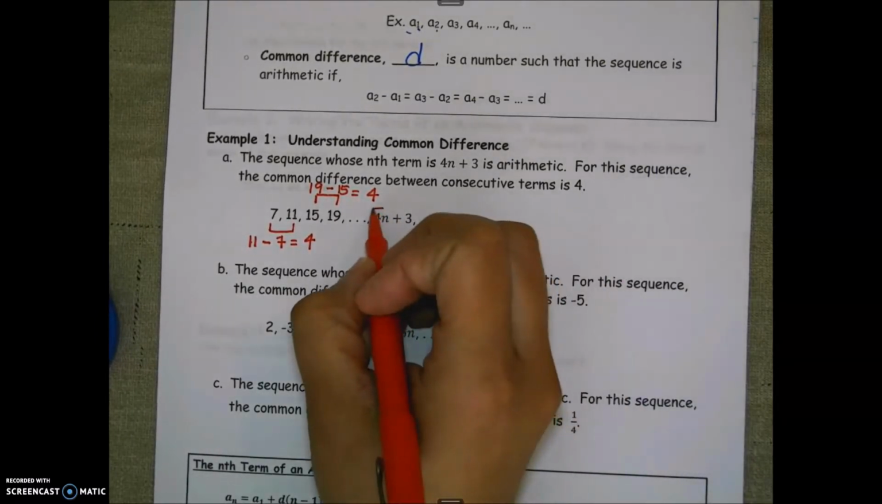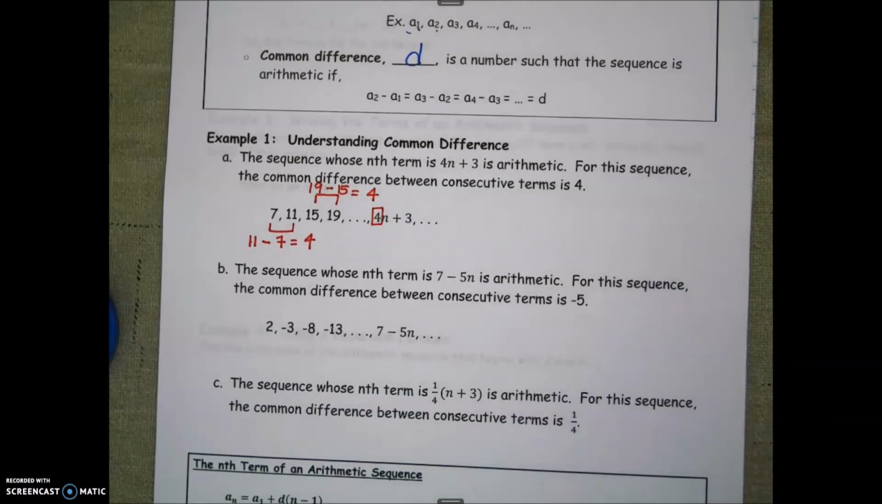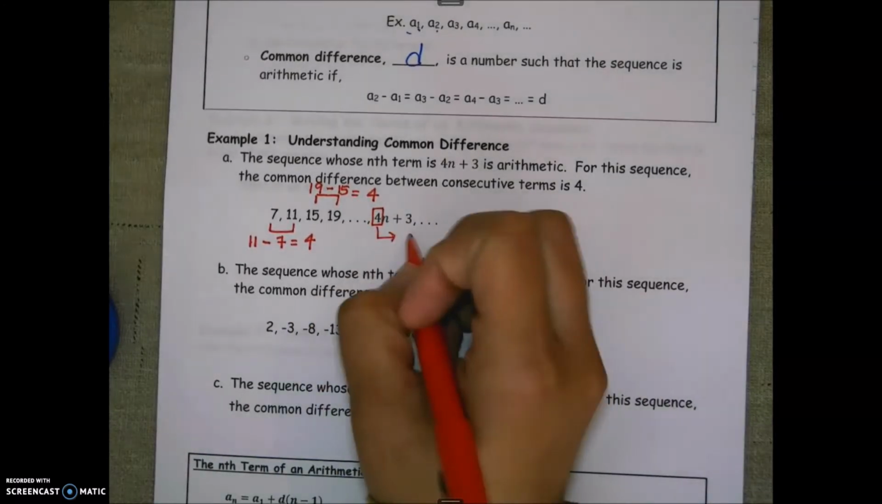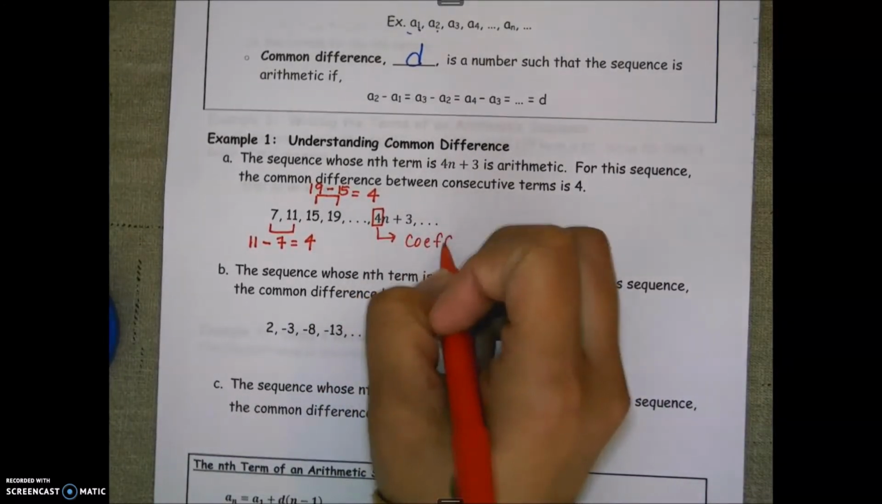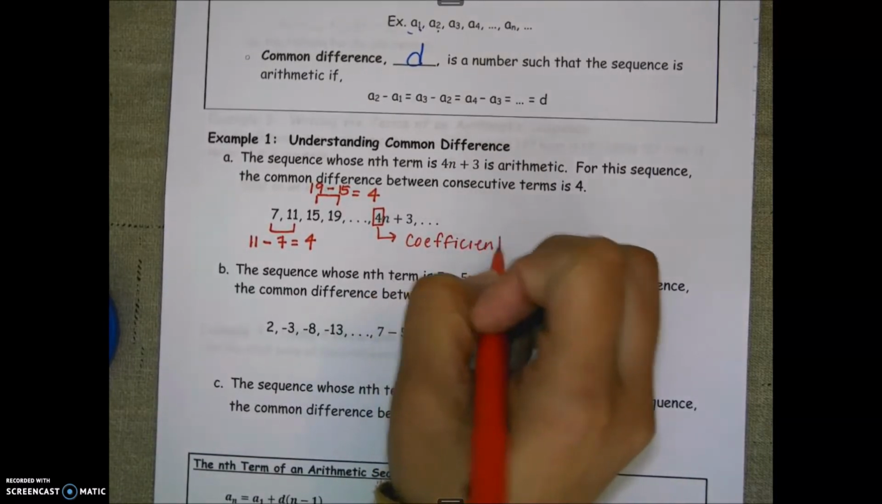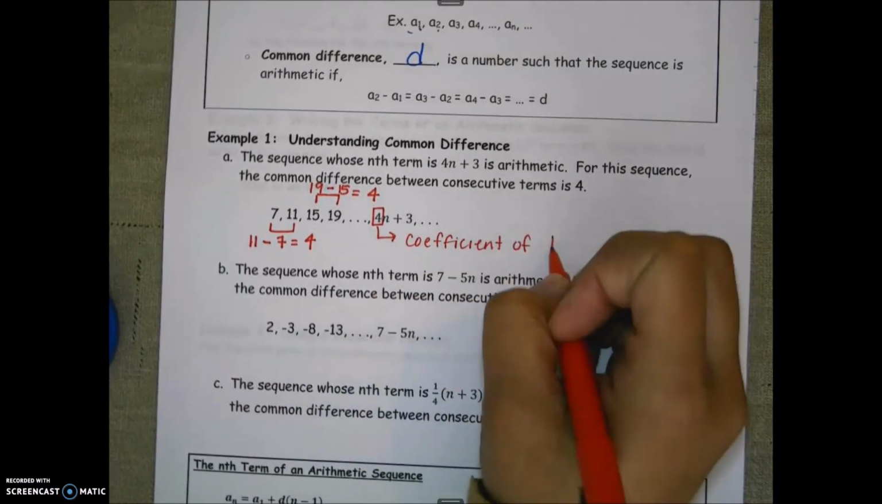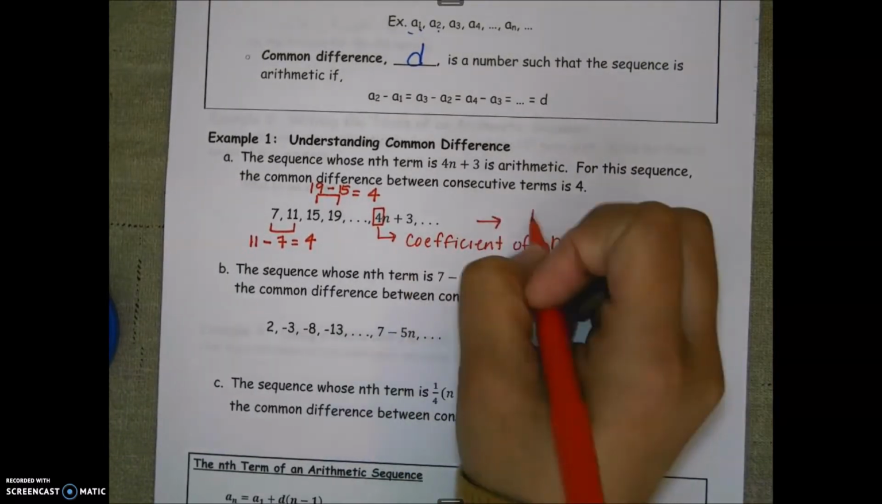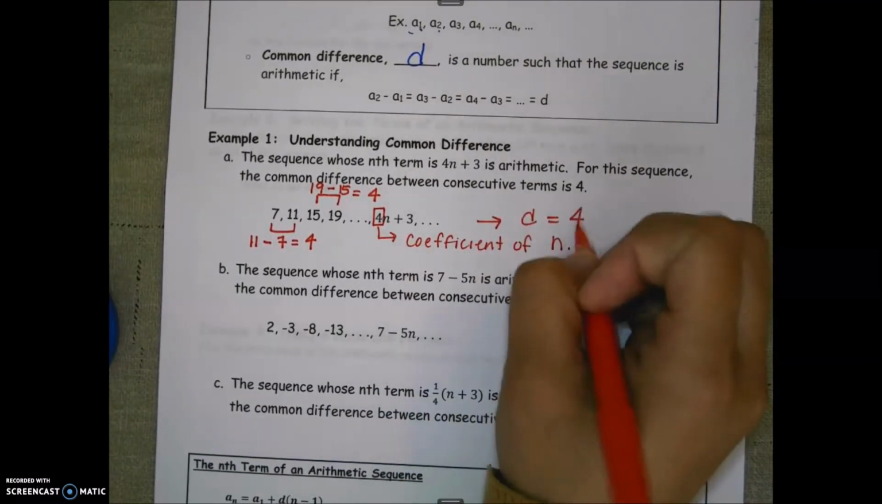Another way that you may have recognized already what the common difference is, is by looking at the number that's in front of n. Okay, that number, which is the coefficient of n, is going to be your common difference, or d. So this is the coefficient of n. Okay, so we would say that d is equal to 4.